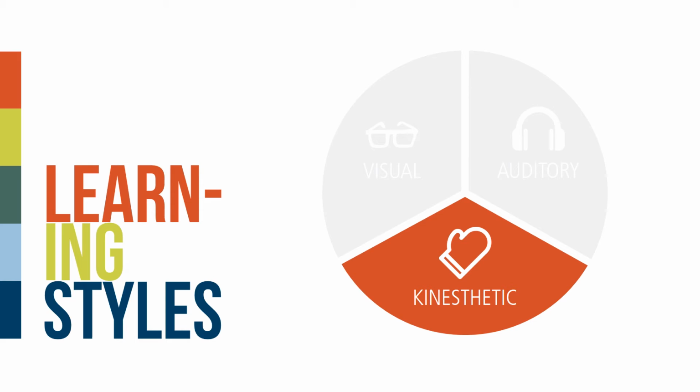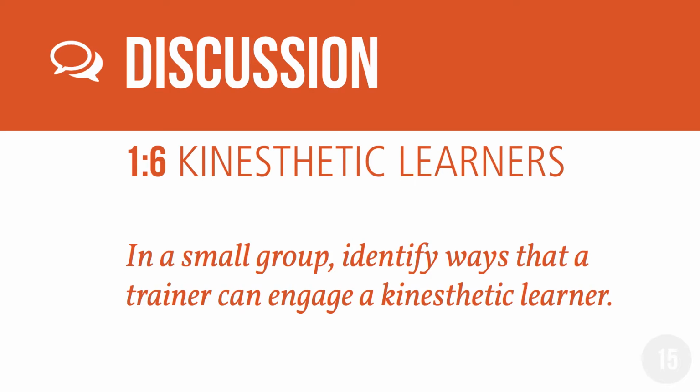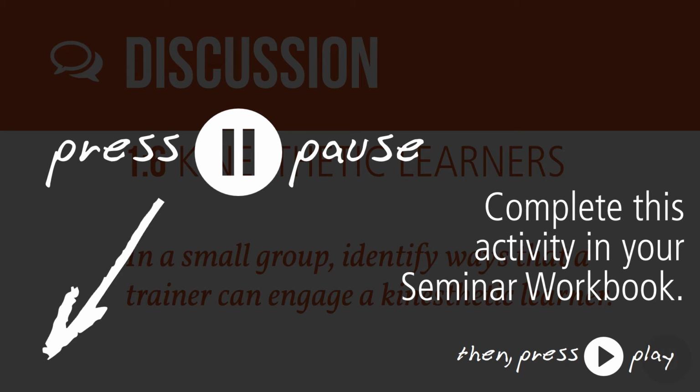These learners often use words that convey action, movement, and a sense of touch or feeling and involvement. They say things like, "That feels right," or "I feel that," or "It's a tough problem." Now let's discuss kinesthetic learners. In a small group or in your seminar workbook, jot down ways that a trainer can engage a kinesthetic learner. Press pause now and complete this activity in your seminar workbook. When you're finished, press play to continue the seminar.